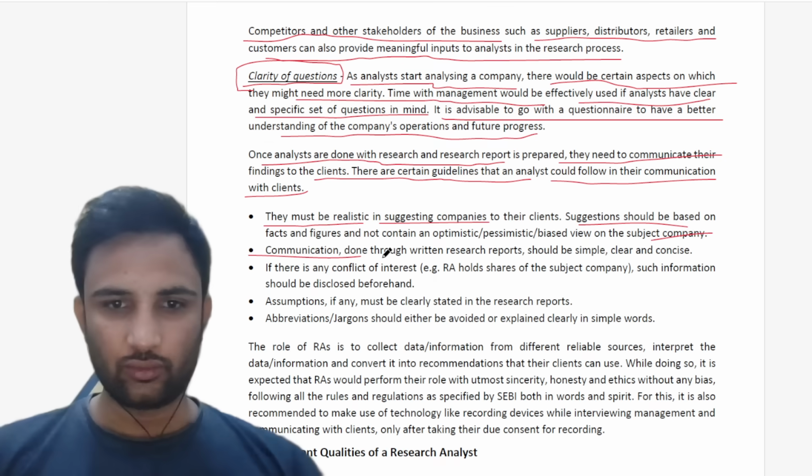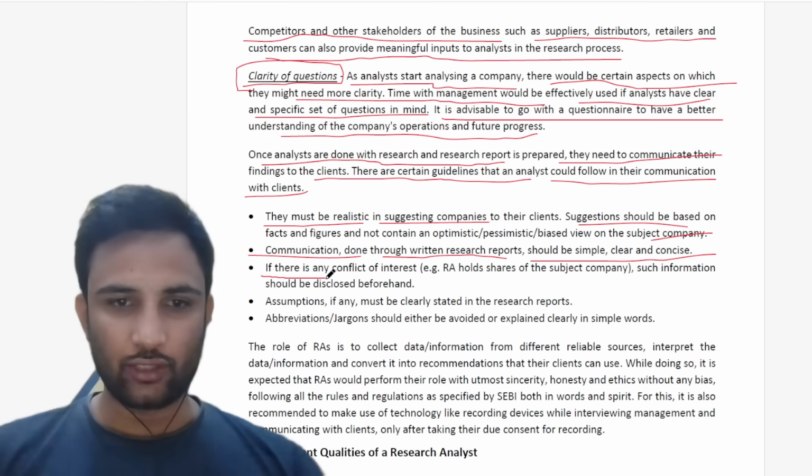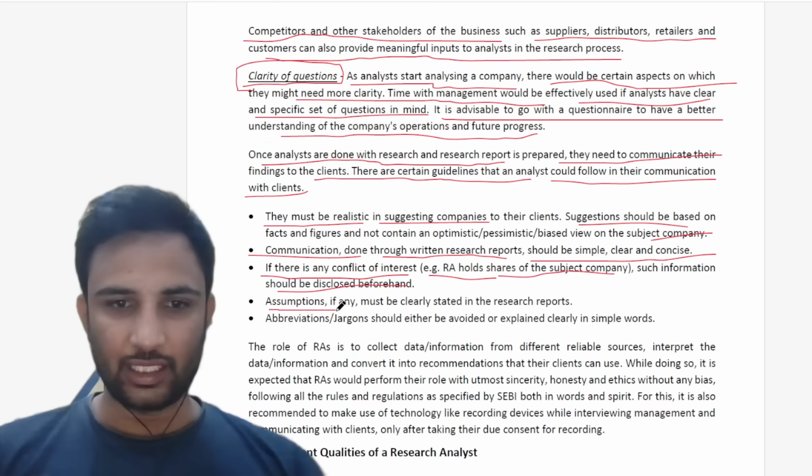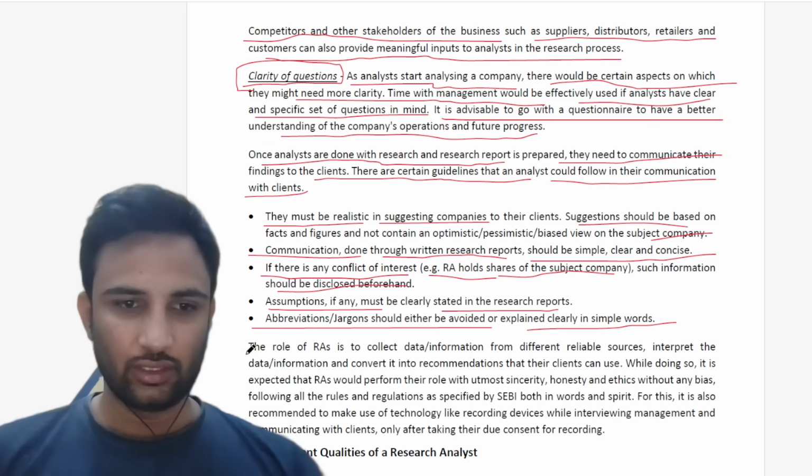Communication done through written research reports should be simple, clear, and concise. If there is any conflict of interest, for example, the research analyst holds shares of the subject company, such information should be disclosed beforehand. Assumptions, if any, must be clearly stated in the research reports. Abbreviations and jargon should either be avoided or explained clearly in simple words.